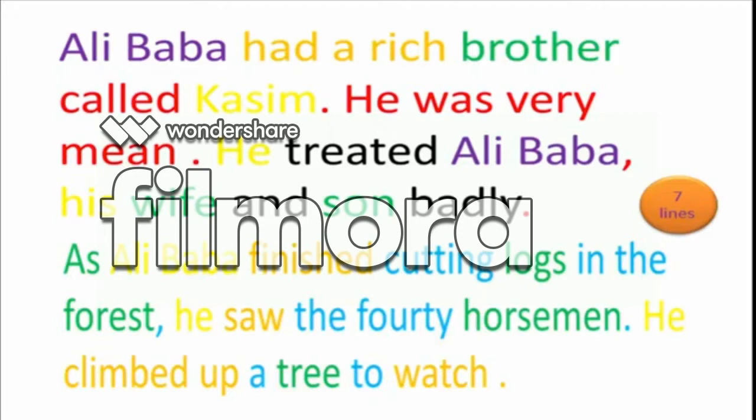Again and for the last time, Ali Baba had a rich brother called Qasim. He was very mean, he treated Ali Baba, his wife and son, badly. As Ali Baba finished cutting logs in the forest, he saw the 40 horsemen. He climbed up a tree to watch.